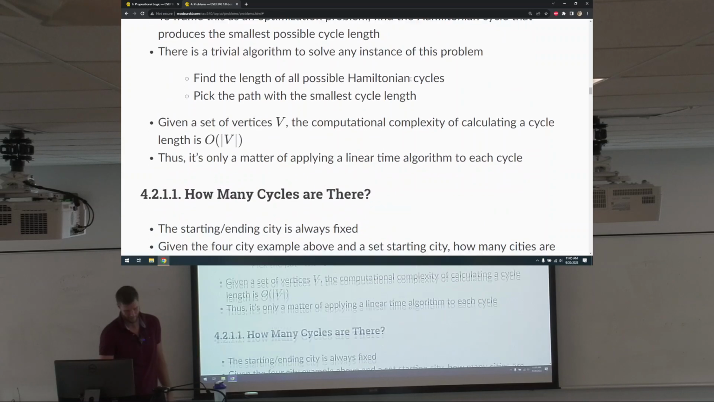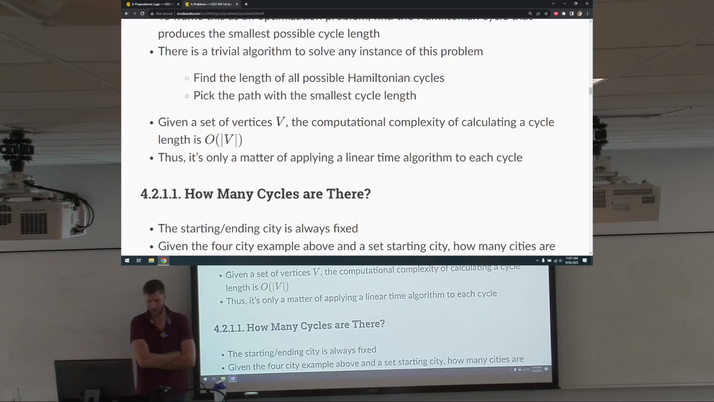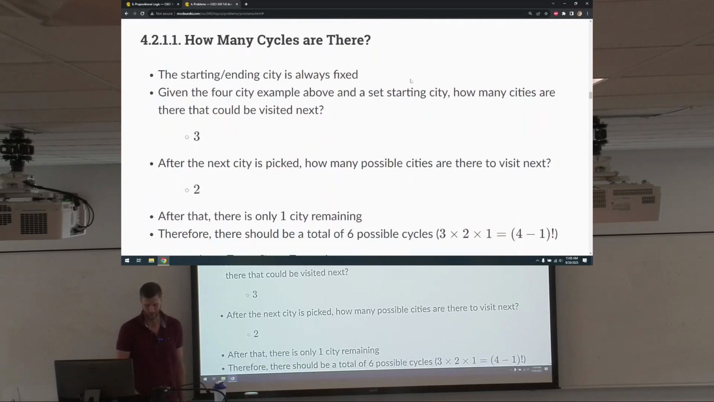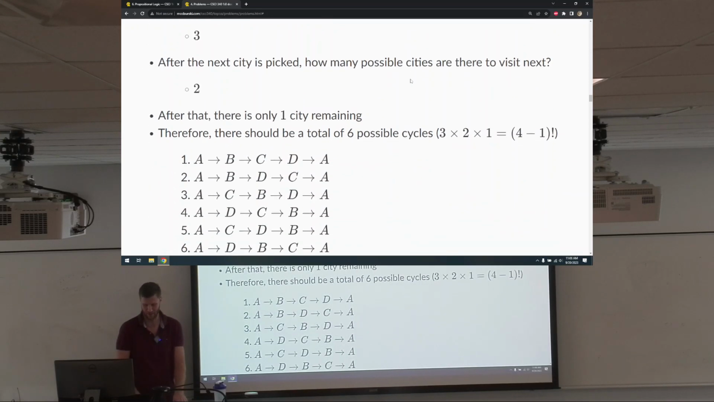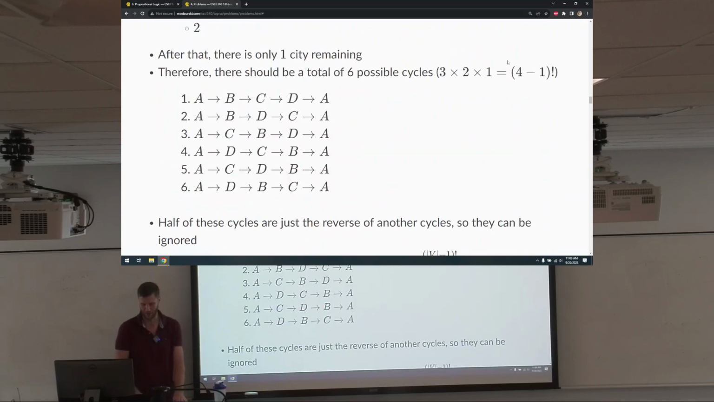Great. Given a set of vertices V, the computational complexity of calculating a cycle length is the cardinality of the set V, right? But that's linear. The issue is that now it's only a matter of applying a linear time algorithm to each cycle, and well, we just saw there's going to be a lot of those, right? So how many cycles are there? The starting one is fixed. It's factorial, 3 times 2 times 1. So it's 4 minus 1 factorial.